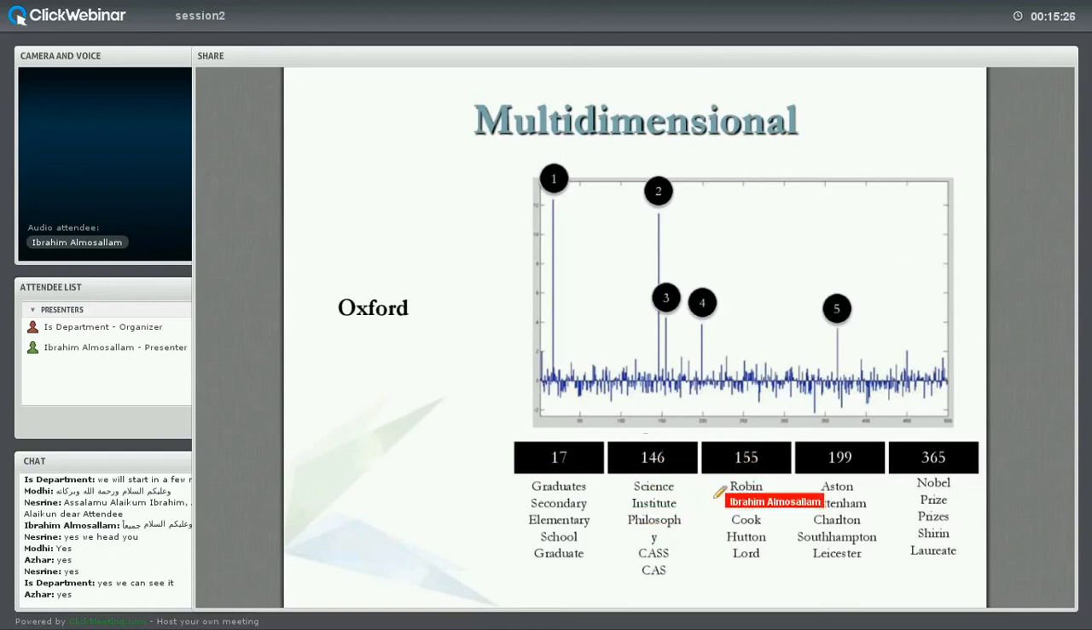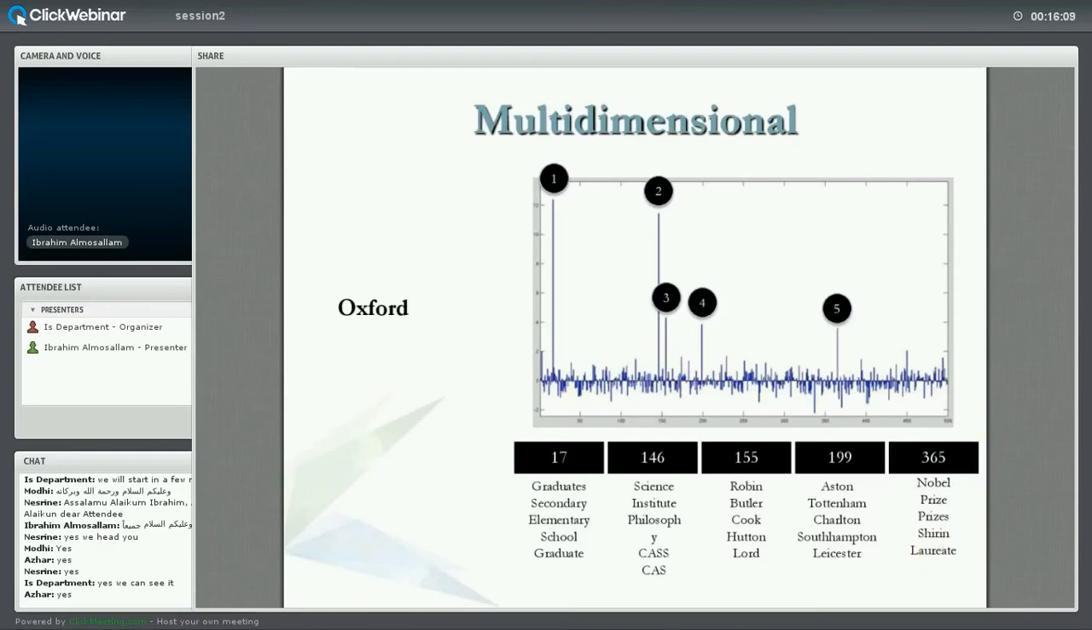The second top feature of the word Oxford was science, institute, philosophy, CAS. I've Googled this. This is an acronym for Chinese Academy of Social Sciences. The third one is interesting. It's like Reuben, Butler, Cook, Hutton, Lord. Obviously, very British words. The fourth are names of places and cities in the UK. Southampton, Aston, and so on. The fifth, like the prestigiousness of the word Oxford, like Nobel Prize, prizes, shrine, laureate, and so on.